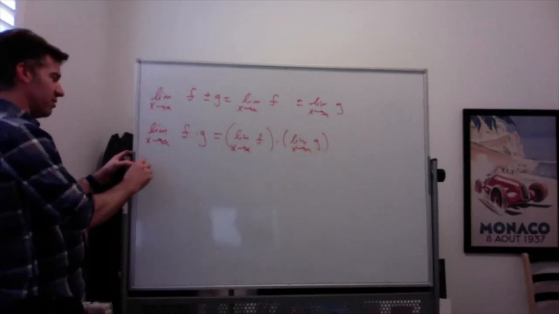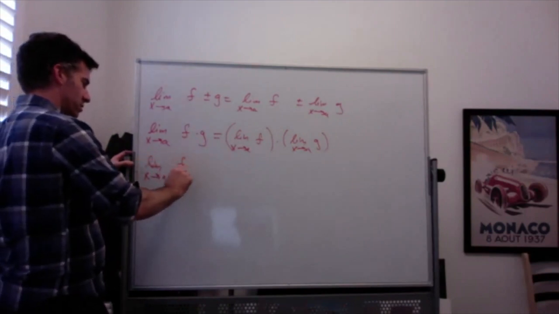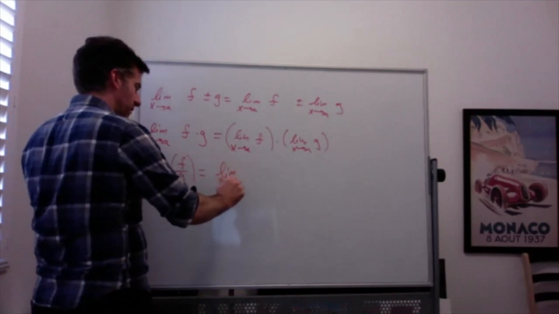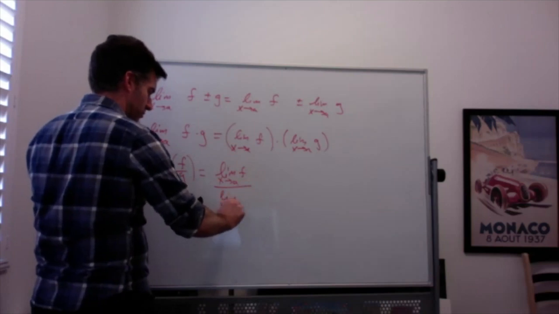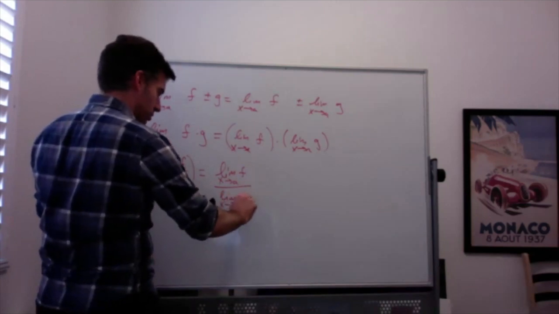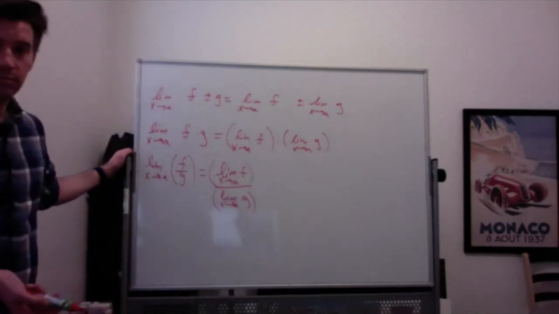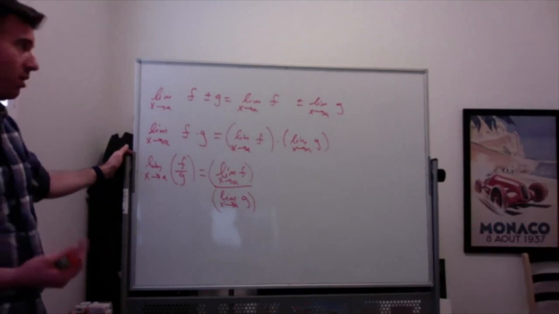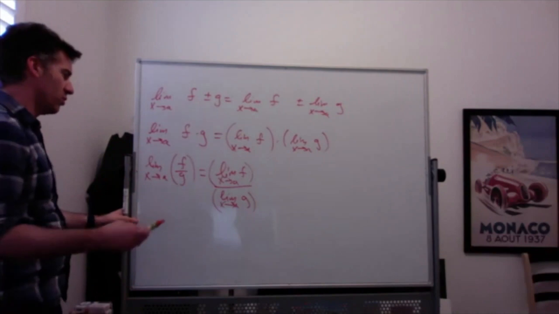And then we also have the same rules true for division, the exception being if the denominator has a limit that's 0. This is not true if the denominator has a limit that's 0. Again, all these limits have to exist for these statements to be true. And there's a couple more rules.